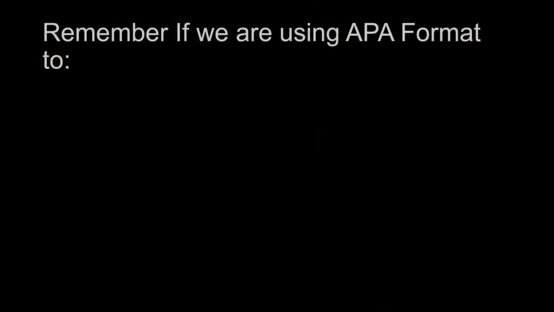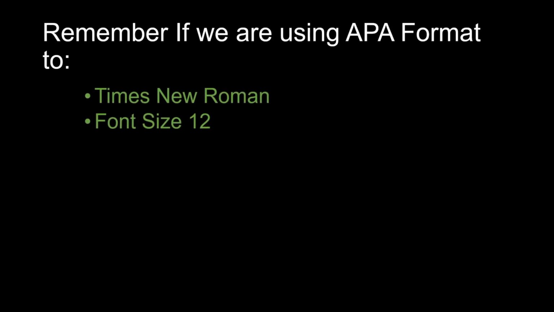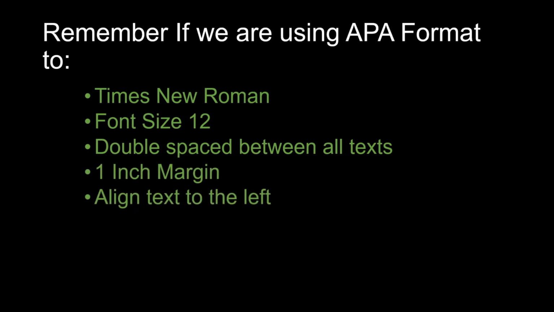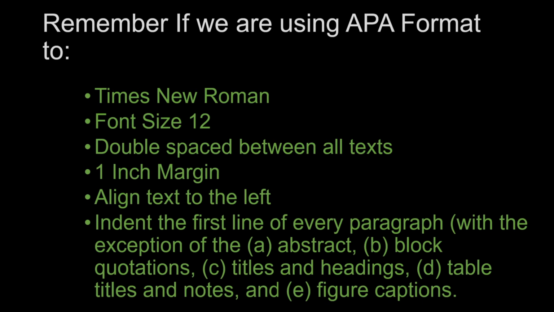Before we start, remember, if we are using the APA format to use the Times New Roman, font size 12, double space between all text, 1-inch margin, align text to the left, indent the first line of every paragraph with the exception of the abstract, block quotations, titles and headings, table titles and notes, and figure captions.